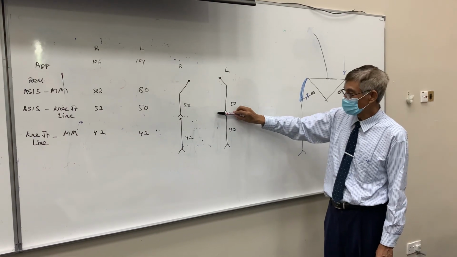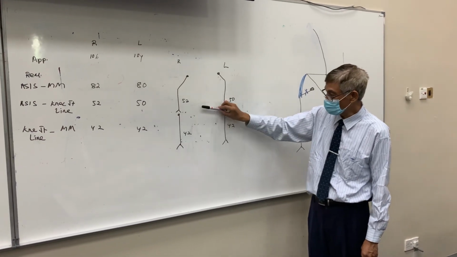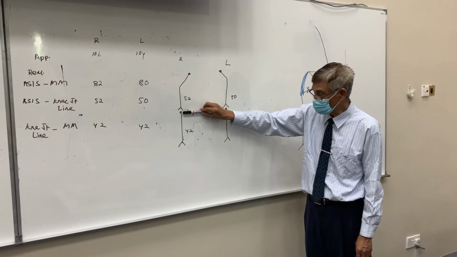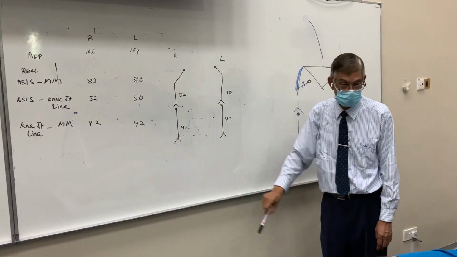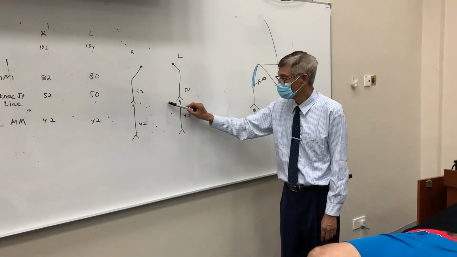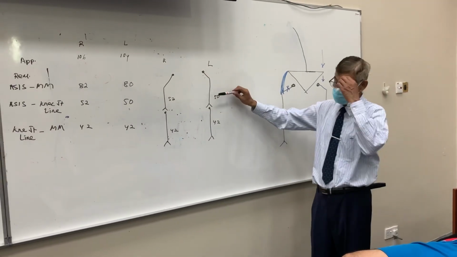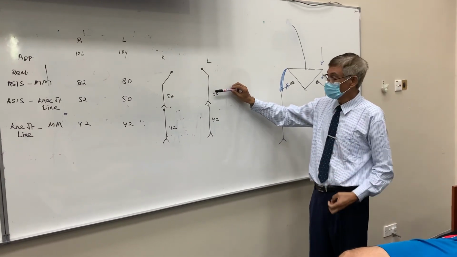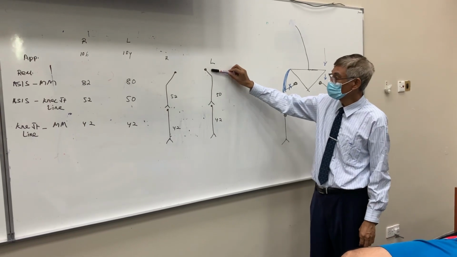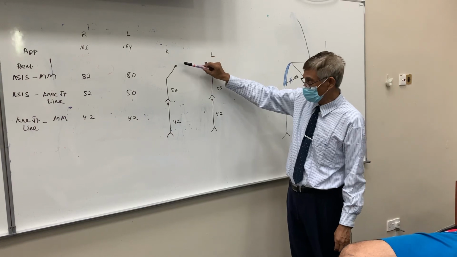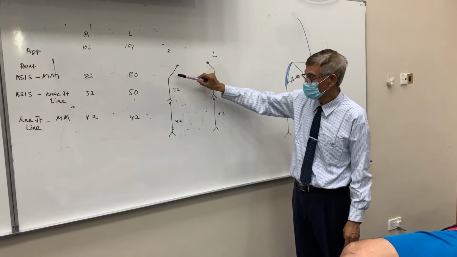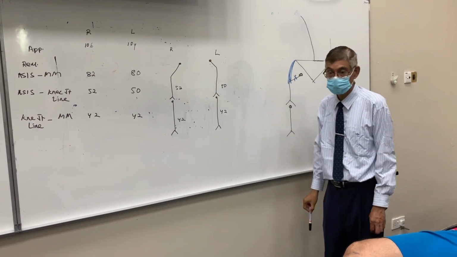It means that the disease part is not between the knee joint line and medial malleolus, not in this part. So here is the shortening. Here is the shortening. So the disease part is in between the ASIS to knee joint line.